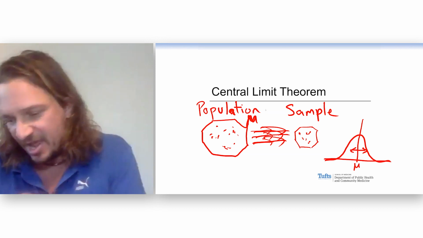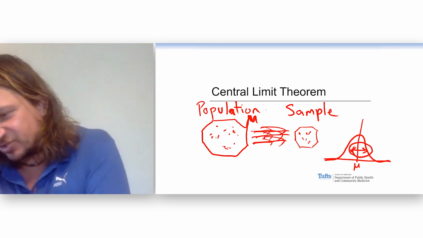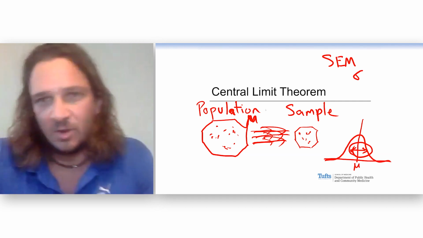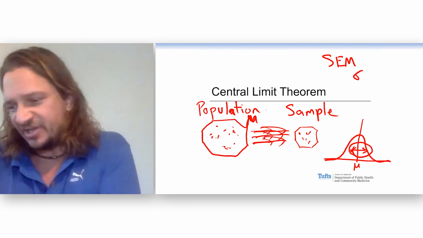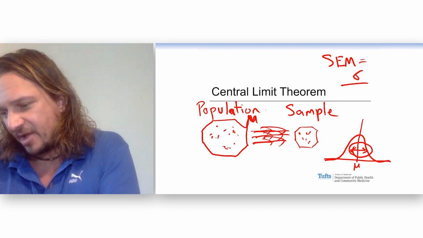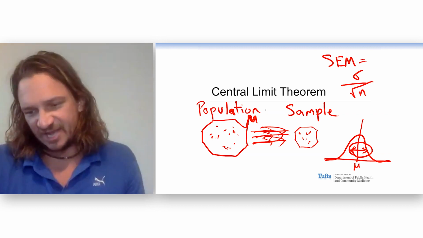It's random. So the spread of these is described by the SEM. And the SEM is the standard deviation in the population divided by the square root of the sample size.